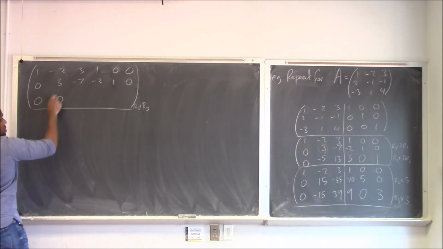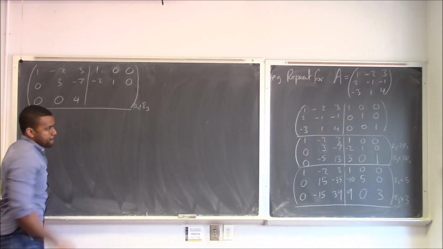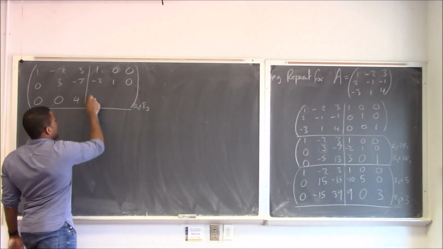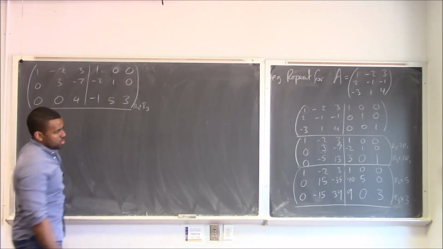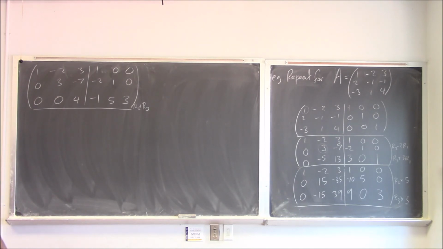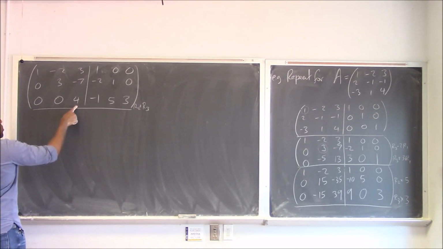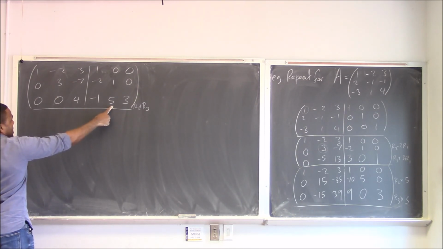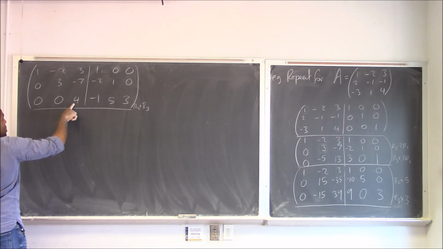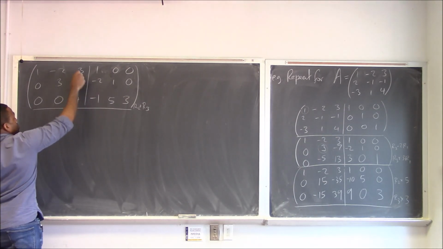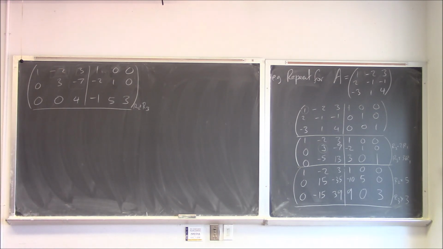That'll give me 0, 0. That'll give me a 4. That'll give me a minus 1. That'll give me a 5. That'll give me 3. Now I know I'm going to want to make this guy a pivot as well, but I don't want to get fractions yet, so let's leave it for now. Eventually what I'm going to want to do is all these guys here, I'm going to want to make zeros. So I'll start working on them one by one.